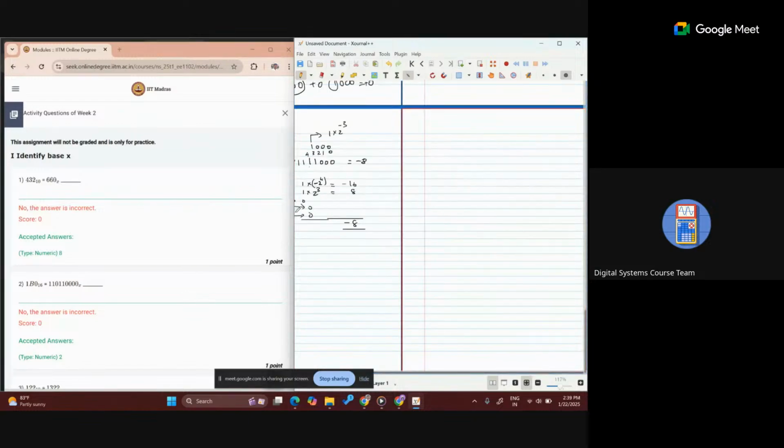Okay, let's start with the first problem. 432 to the base 10 is equal to 660 to the base x. What is the value of x? How to derive it?